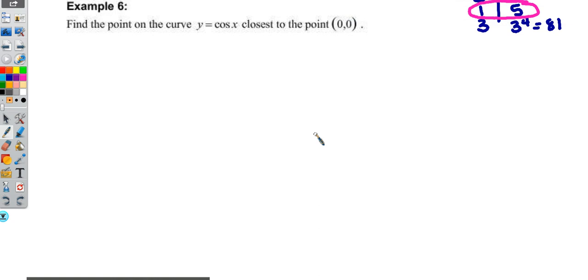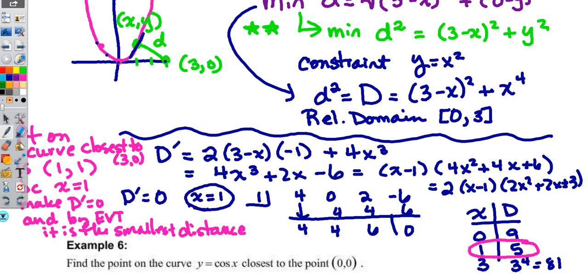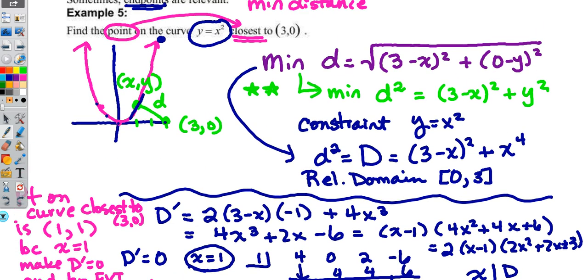Okay, so today's set of notes, what we're going to do is first take a look at an example very similar to the example that we did previously. Let's scroll back up and take a look at the previous example. In example 5, we were looking to find the point on the curve closest to (3, 0). So when you see that we're looking for a closest, we realize that we're trying to minimize distance.